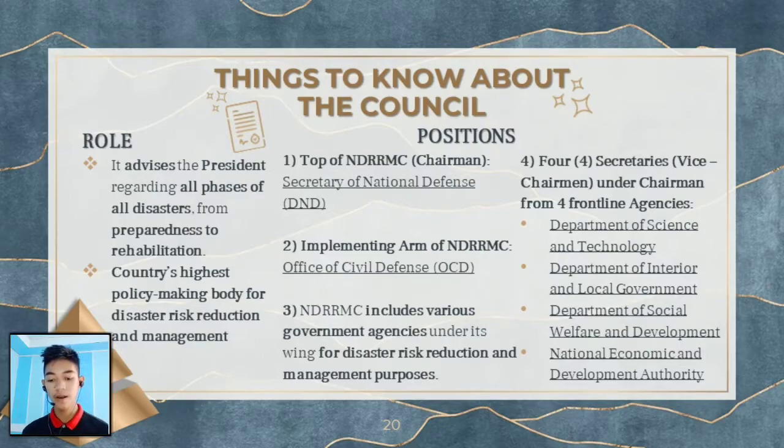NDRRMC includes various government agencies under its wing for disaster risk reduction and management purposes. So there are 4 secretaries under the chairman from 4 frontline agencies. The first one is the Department of Science and Technology. The next is the Department of Interior and Local Government, the Department of Social Welfare and Development, and the National Economic and Development Authority.